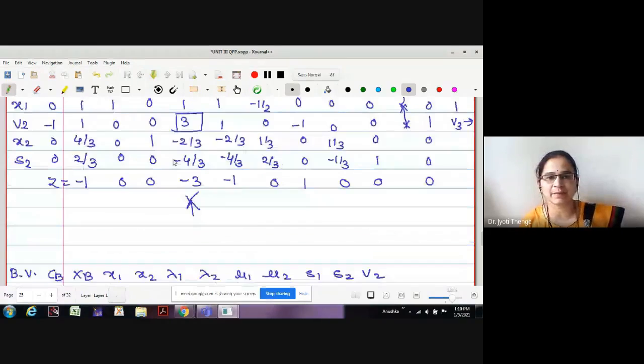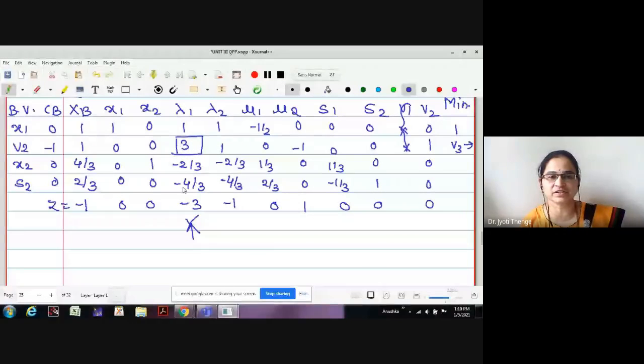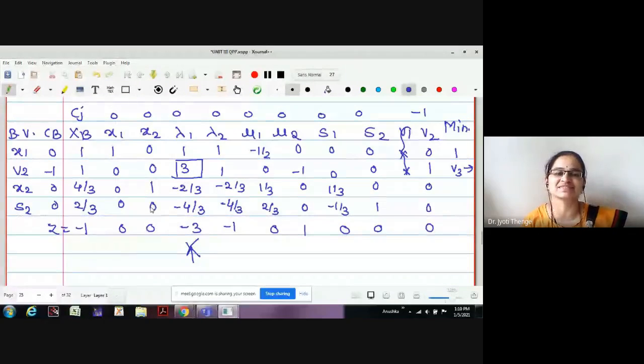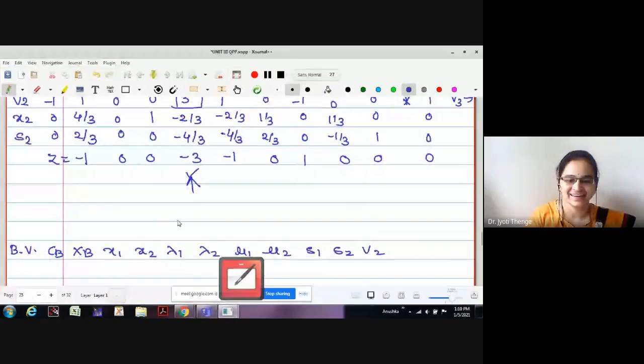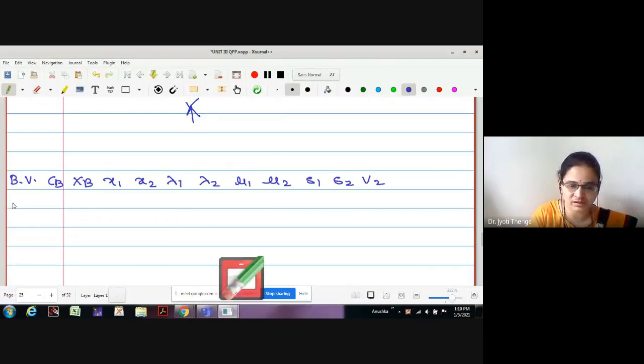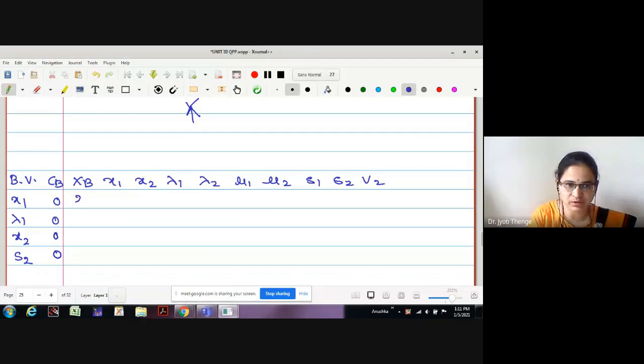Actually, this variable lambda 1 was trying to enter from the first iteration, from the first table itself. Finally it has entered the basis. Correct? Let me write the basic variables now: x1, lambda 1, x2, s2. Cost is 0, 0, 0, 0. XB values are 2 by 3, 1 by 3, 14 by 9, 10 by 9.